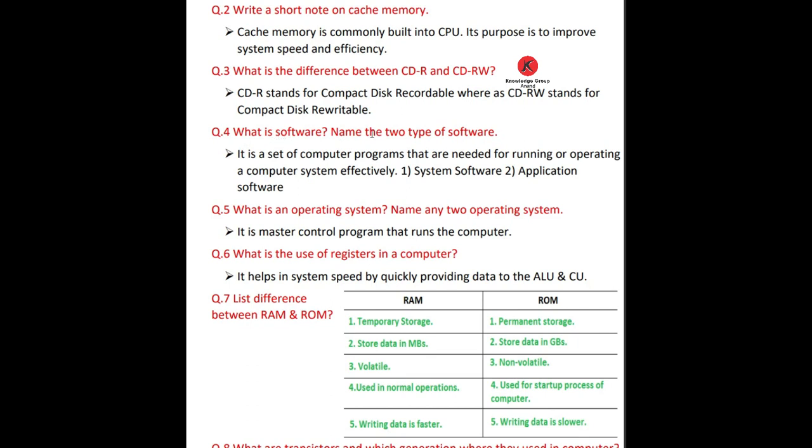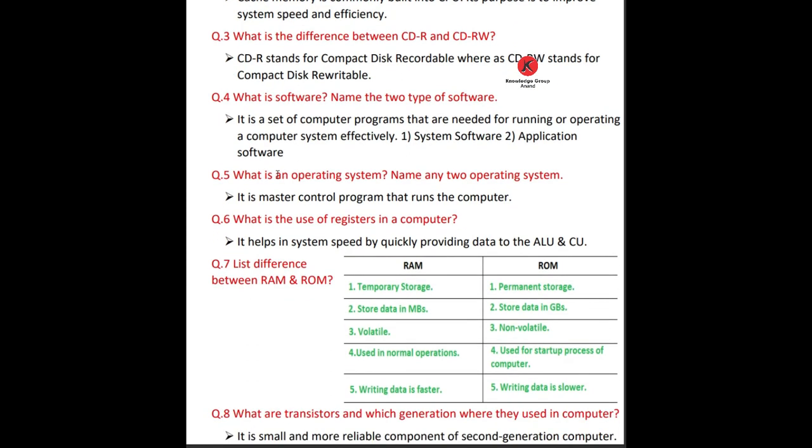What is software? Name any two types of software. It is a set of computer programs that are needed for running or operating a computer system effectively. Number one, system software, and number two, application software. What is an operating system? Name any two operating systems. It is the master control program that runs the programs. Windows OS, Windows 7, Windows 8, Windows 10, Linux OS, Android OS, iOS. These are examples of operating systems.